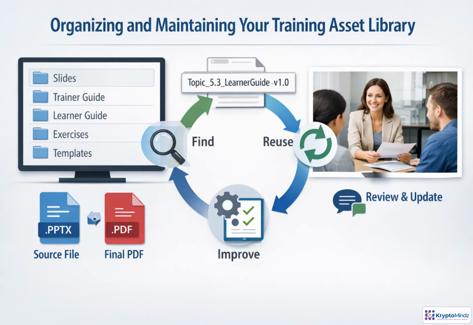As your course library grows, structure becomes part of quality control. Use consistent folders for slides, guides, exercises, and templates, so nothing depends on memory. Name files with the topic and version, such as version 1.0, so updates are traceable. Keep editable source files separate from final PDFs because they serve different purposes. After each delivery, capture questions and feedback, improve the asset, and save a new version. That turns every class into a refinement cycle.